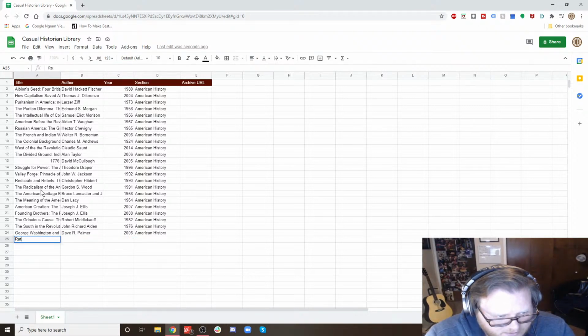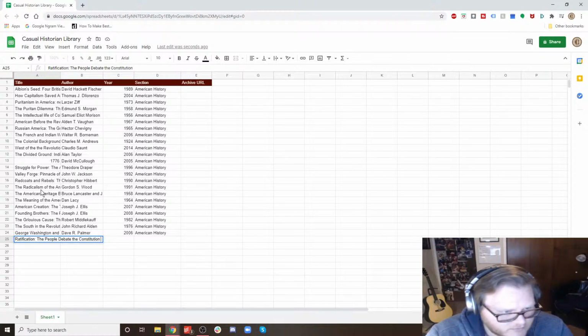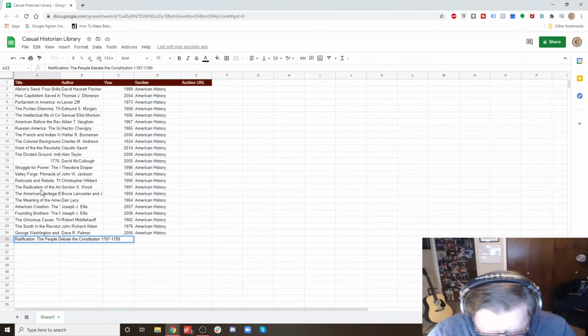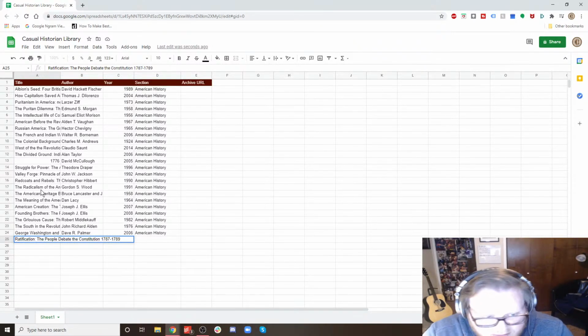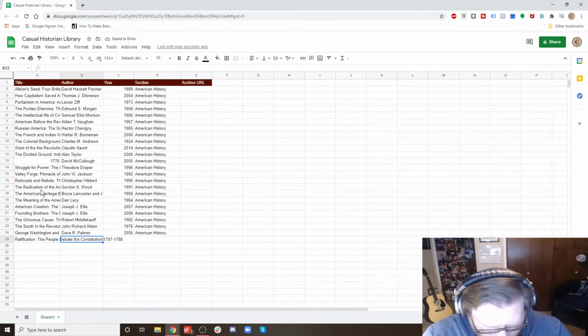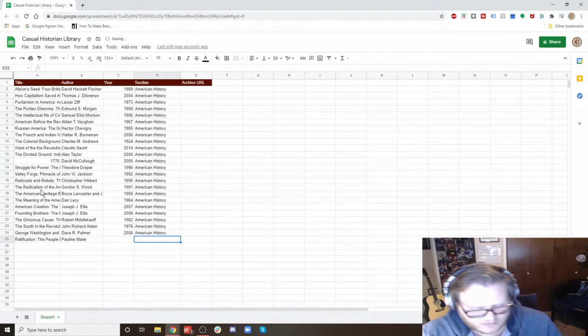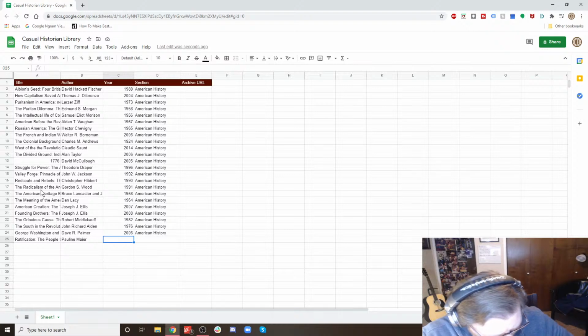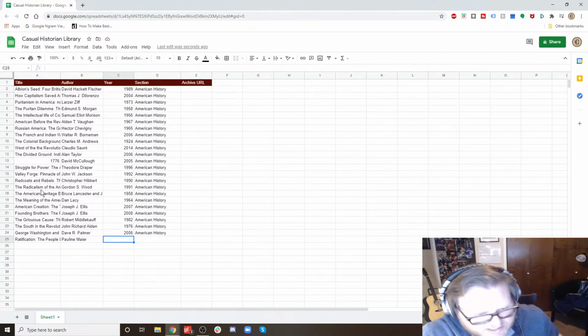Next, Ratification, The People Debate the Constitution, 1787 to 1789. Or no, 1788. Dang it, fingers. By Pauline Maier. Published in 2010.